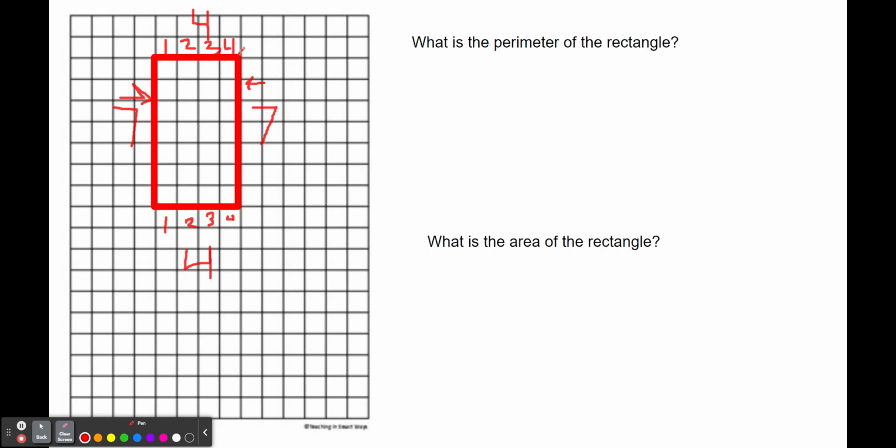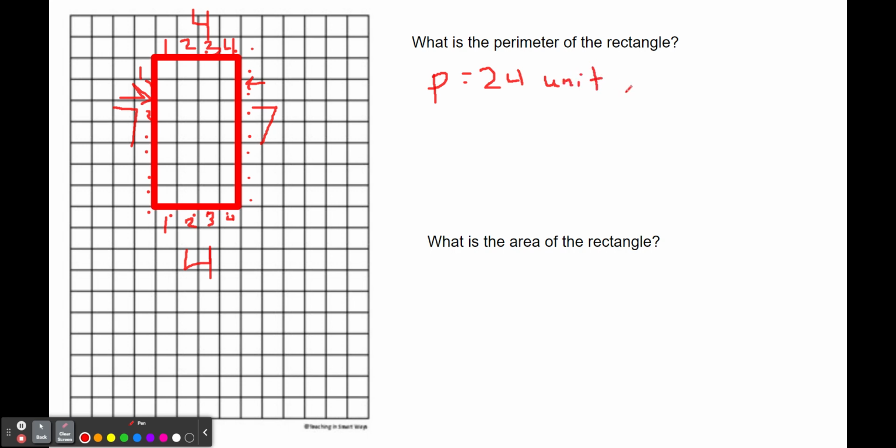So how do I find the perimeter? I find the perimeter by looking at the distance around the shape. So I can do one of two things with grid paper. I can count. So I have 1, 2, 3, 4, 5, 6, 7, 8, 9, 10, 11, 12, 13, 14, 15, 16, 17, 18, 19, 20, 21, 22, 23, 24. So my perimeter, I'm going to put down P for perimeter, is equal to 24 units.